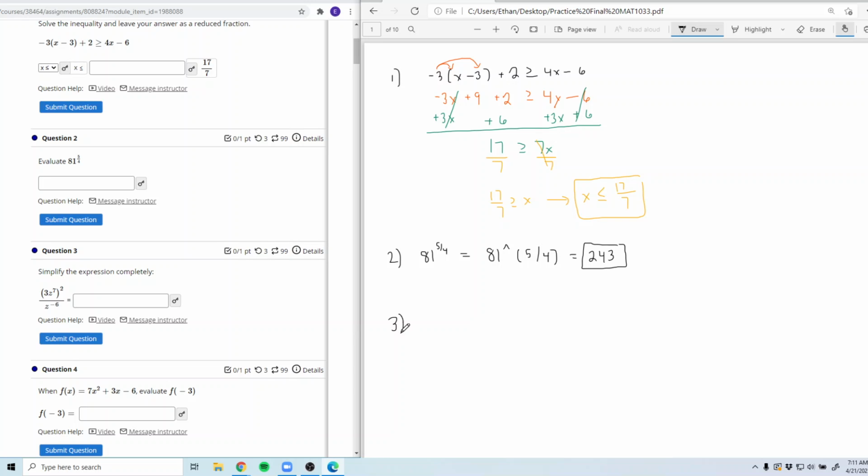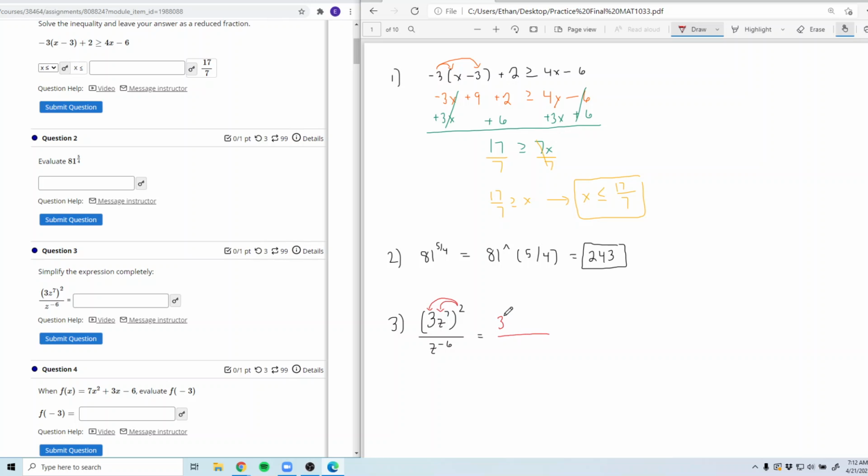Number 3, we want to simplify this expression completely. We have 3z to the 7th, that whole thing is being squared, and then we're dividing by z to the -6. When it comes to distributing exponents, you can distribute exponents when it's all multiplication inside. We can distribute this 2 through to both the z to the 7th and the 3 because we're multiplying them. So go ahead and do that.